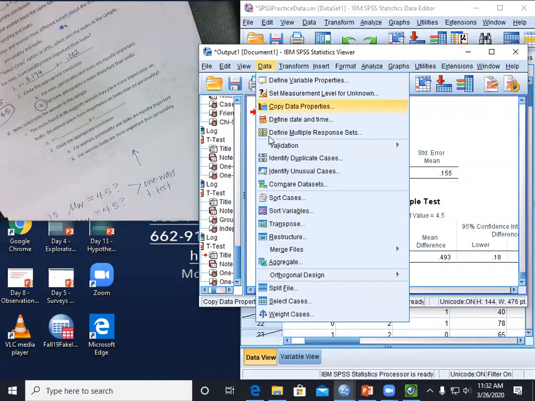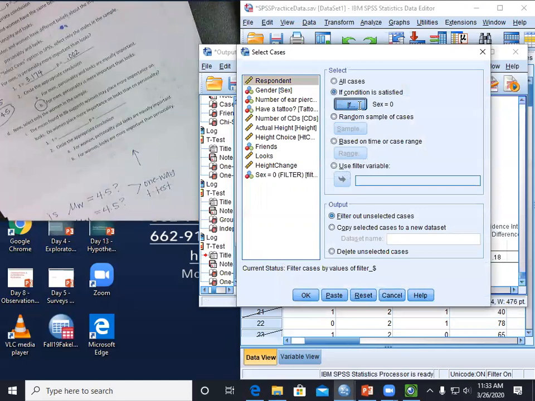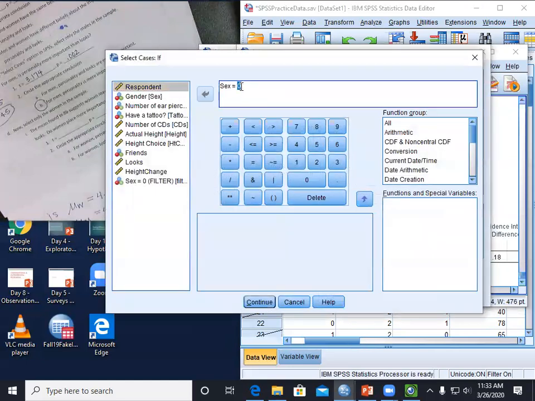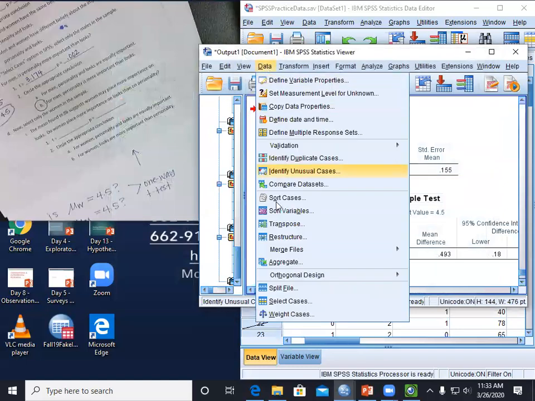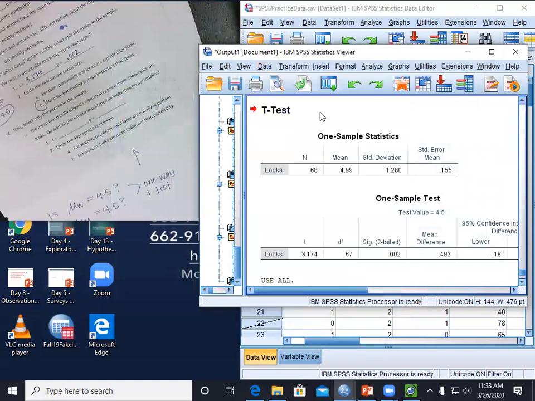So we're going to go to data, select cases, if, and we're going to change this from if sex equals 0 to if sex equals 1. All right, we're going to press continue and OK. I realize I just did that super fast. So if you're following along: data, select cases. All right, and then that menu where you choose men or women.